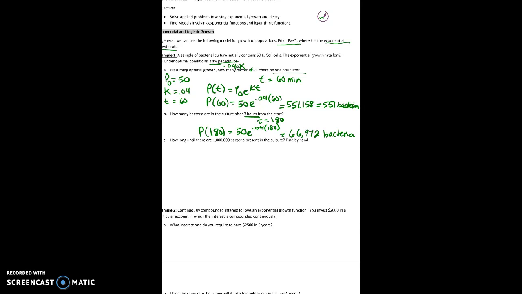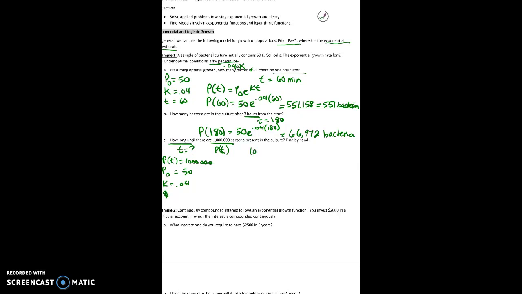In question C, it says, how long until there are 1 million bacteria present in this culture? So we're asking for how long. So that means T is question mark. We're trying to find out. And this is the amount of bacteria present at P of t. So we know P of t equals 1 million. P naught is still 50. K equals 0.04. And that T is question mark, which we've already talked about.